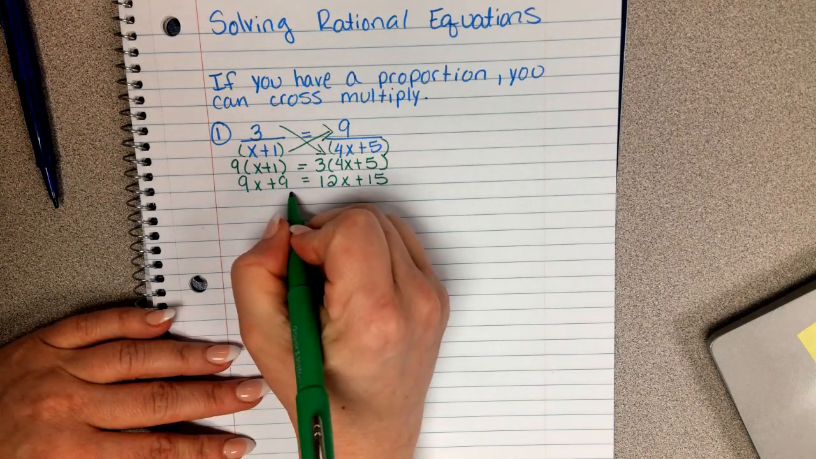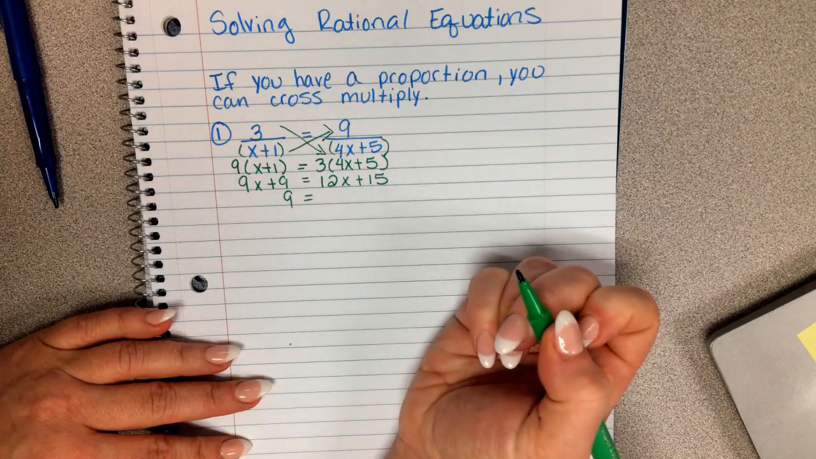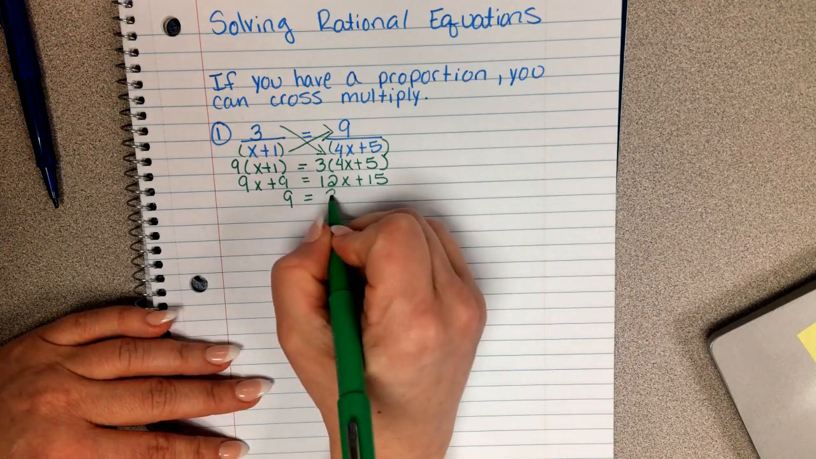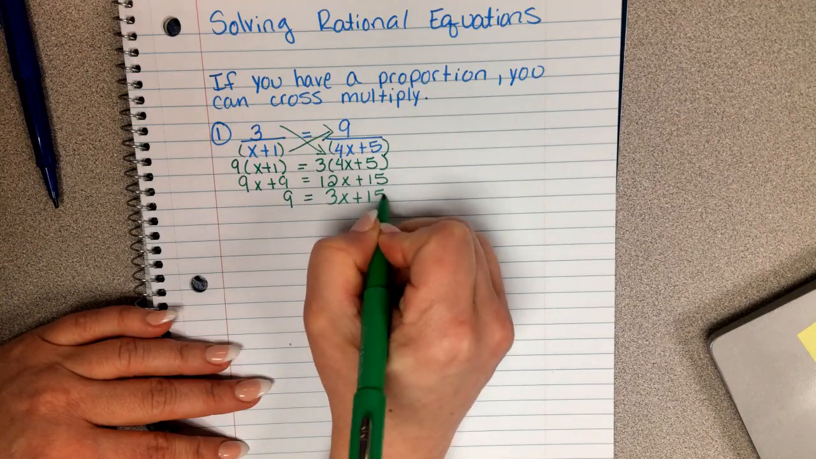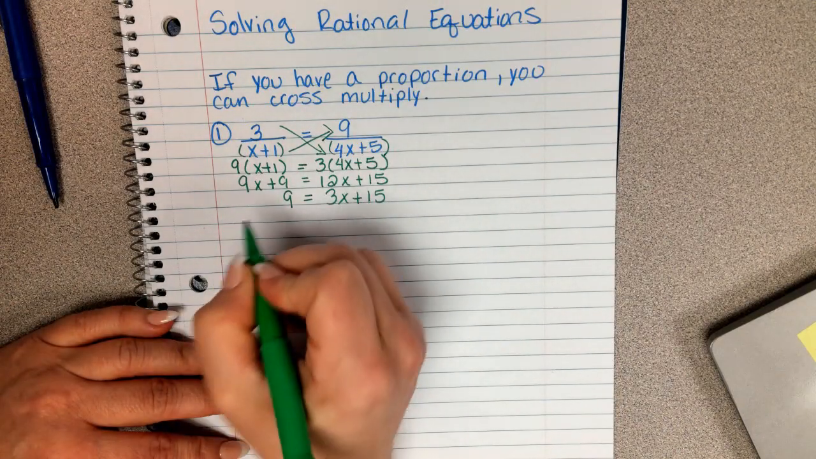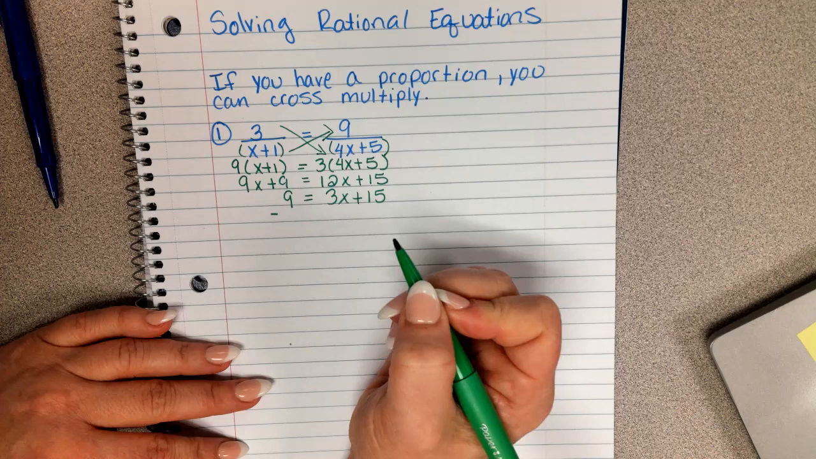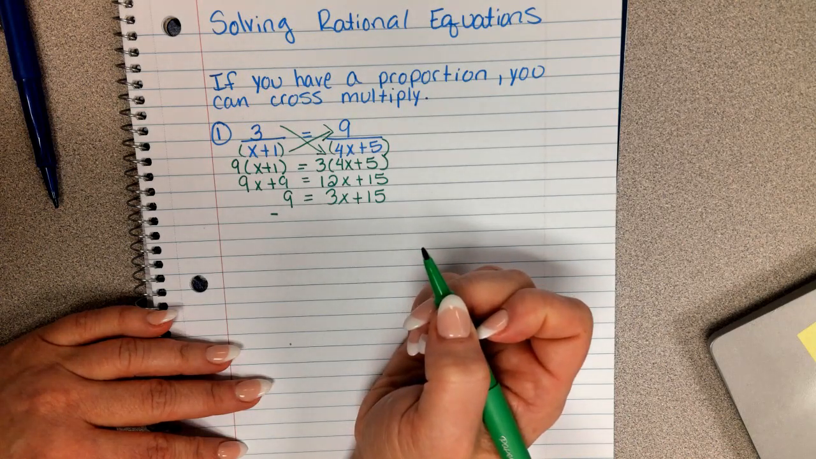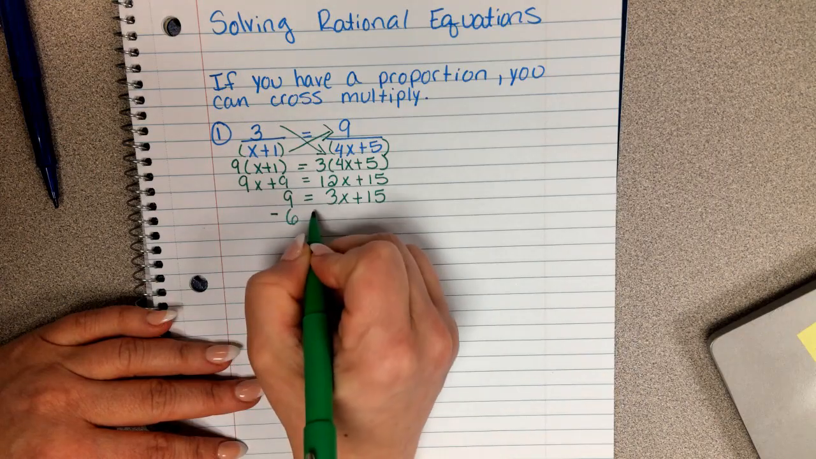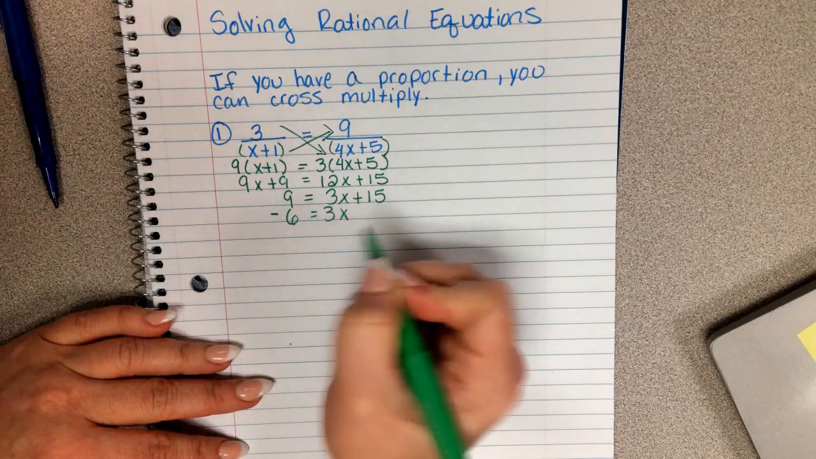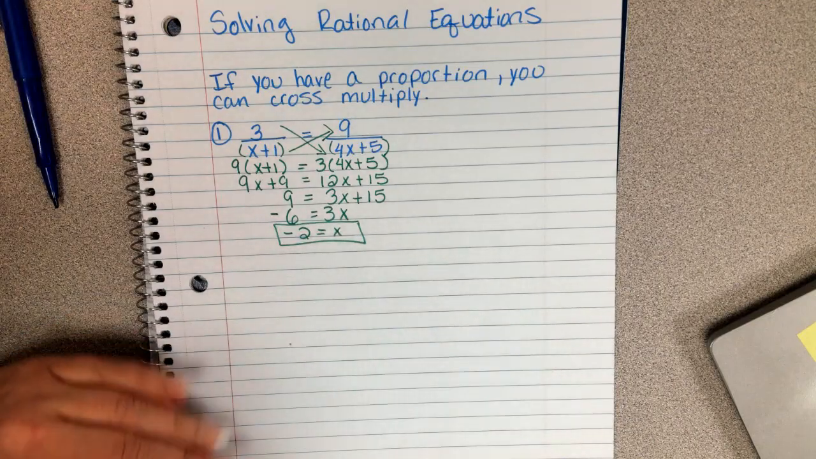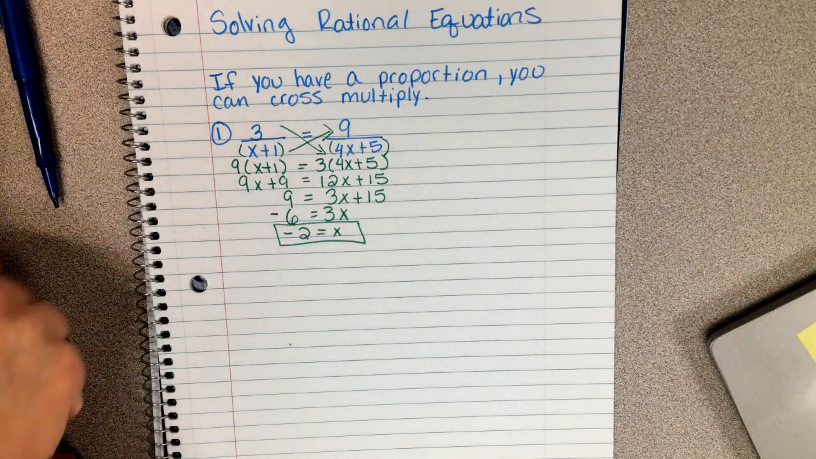I'm going to put all of the x's together, so 12 minus 9 is 3. So I have 3x plus 15. I'm going to subtract 15 from both sides, so that would be negative 6. Divide both sides by 3 and x is equal to negative 2. Now, of course, you can always check that.